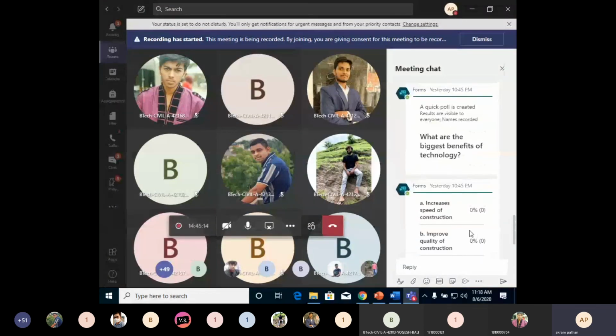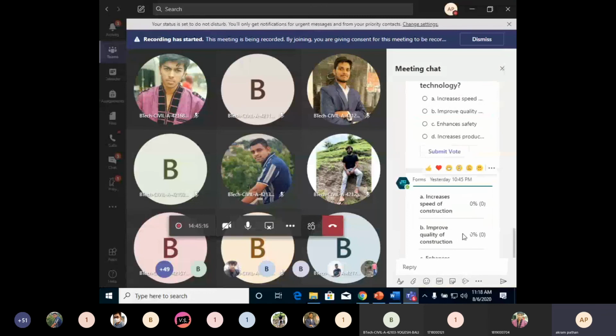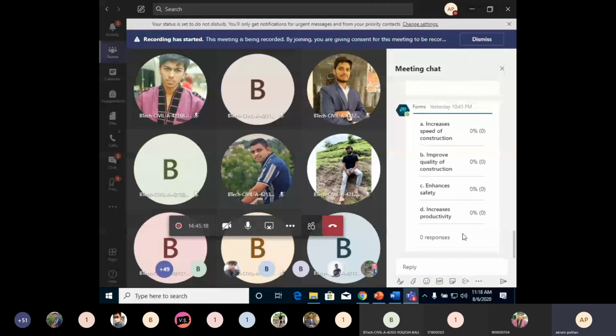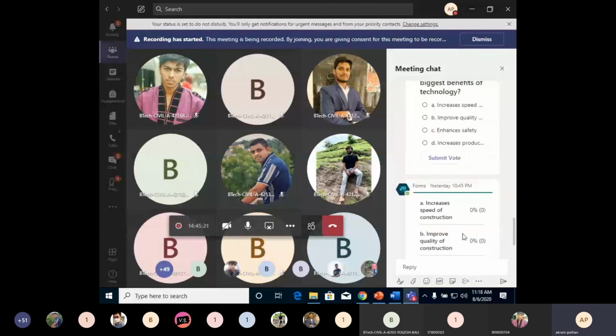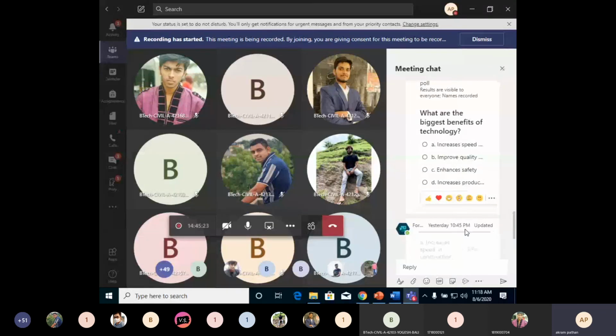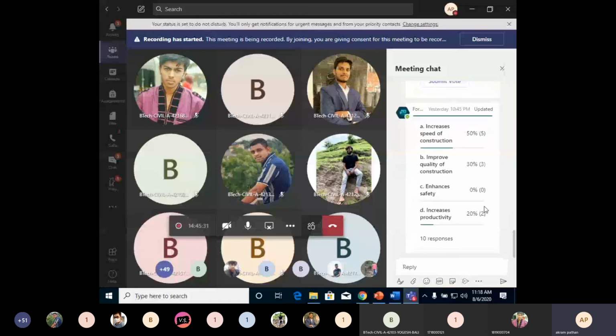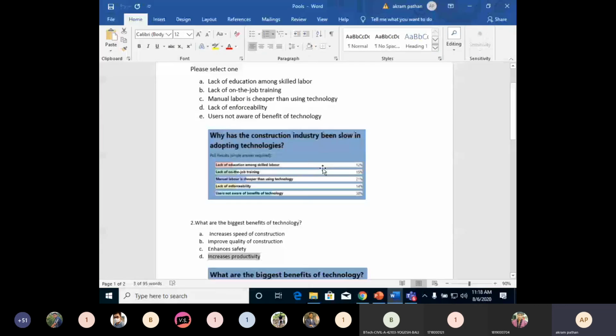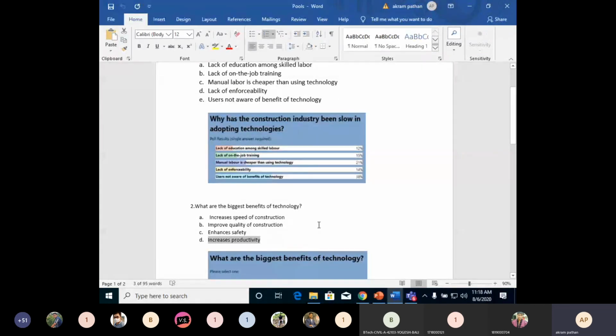Yes, do this activity fast, then we will stop. What is the biggest benefit of technology? Increase speed of construction, first option. Improve quality of construction, second option. Enhance safety, then increase productivity.